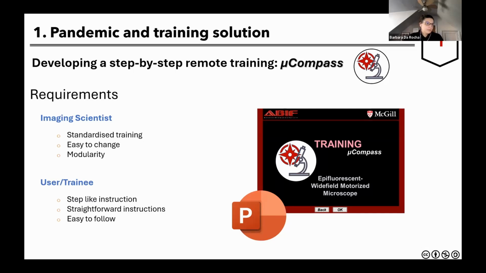We had some requirements as imaging scientists as well as for the training. We wanted a standardized training that is easy to modify and built as modules, so that we can change the modules as we want to have something customized for each training. For the trainee, we wanted a step-like training with straightforward instructions that are really easy to follow. To build that, we have used PowerPoint.